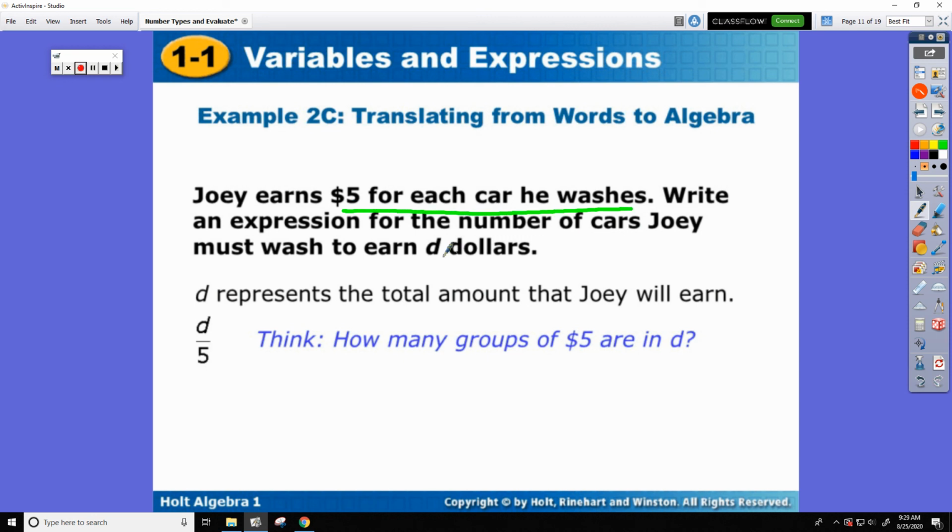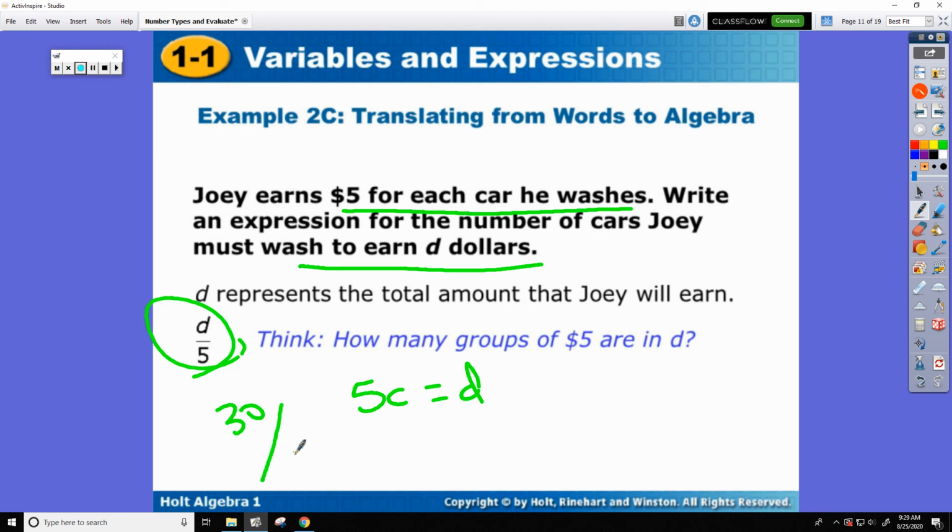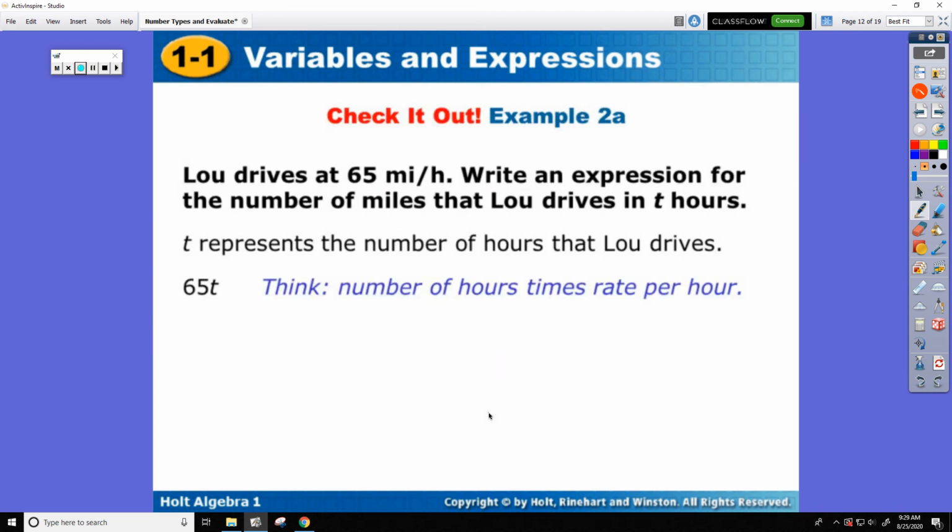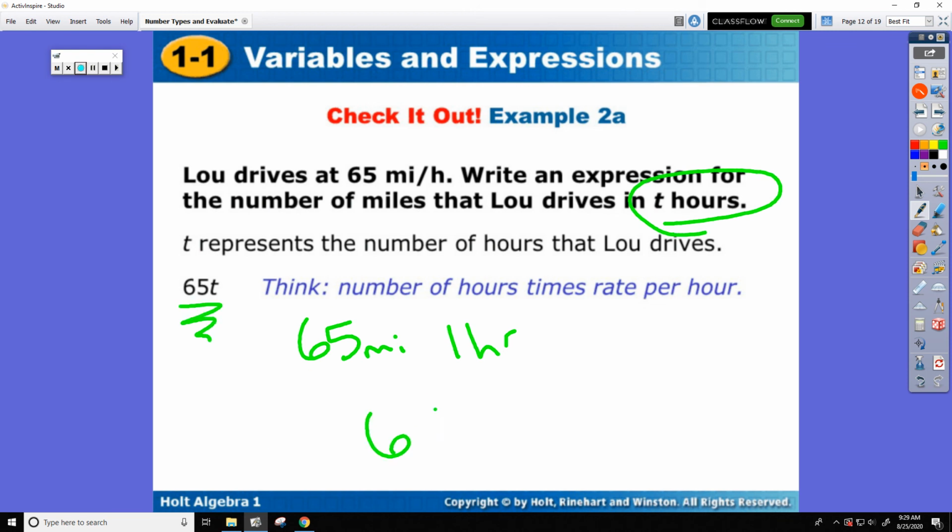$5 for each car. How much does he earn in dollars? 5 times car is how much he earns. So if I have dollars divided by 5, if he earns $30 and he gets $5 a car, he's washed 6 cars. 65 miles for 1 hour. So how far does he drive in T hours? That's 65 times T. If it was 3 hours, it's 65 times 3, which is 195, I think, 180 plus 15.